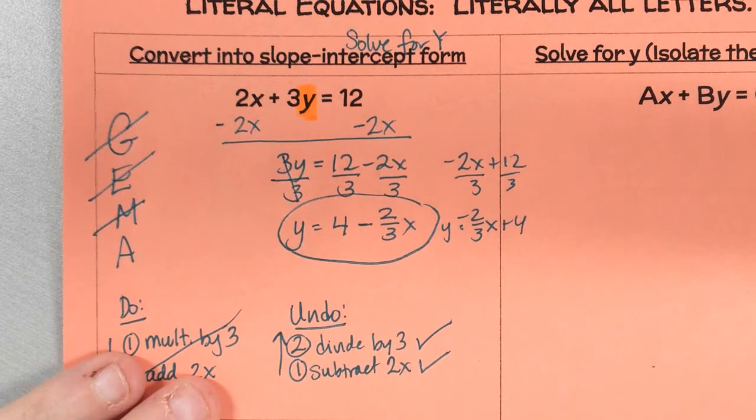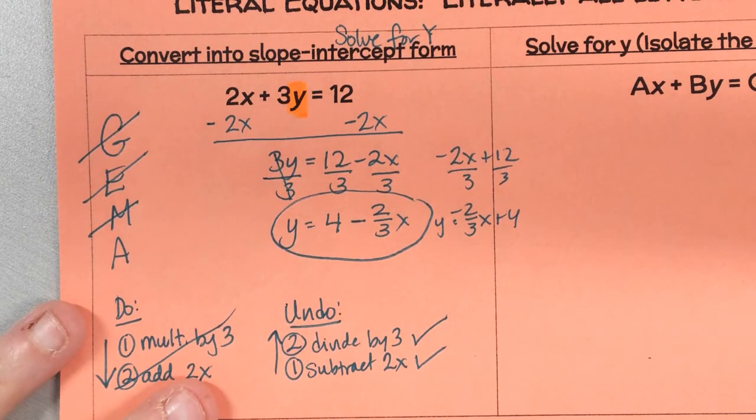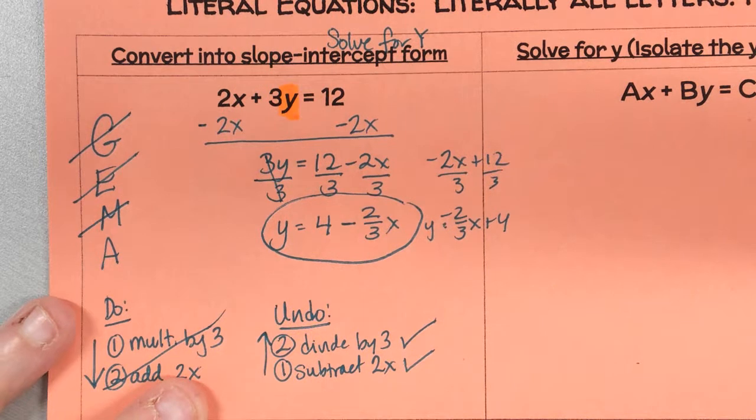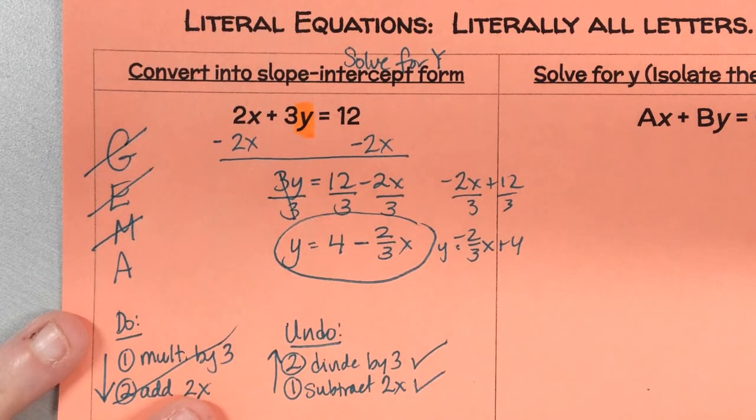Now, this is in slope intercept form. I can graph it if I wanted to. I can find the slope is negative 2/3, the y-intercept is 4. All right? Now, we're not going to do anything this difficult today, but I needed you to see this so you could see what the steps are, because everything we're doing today is one step.